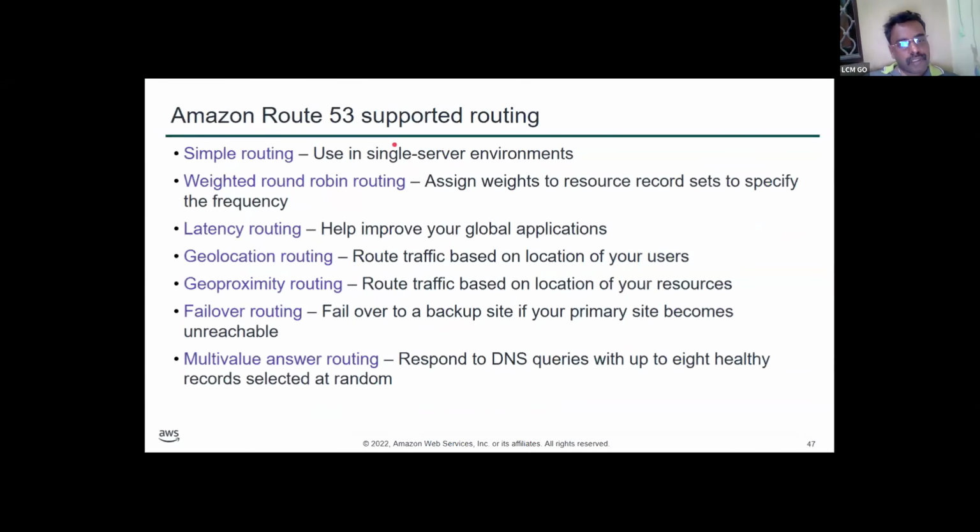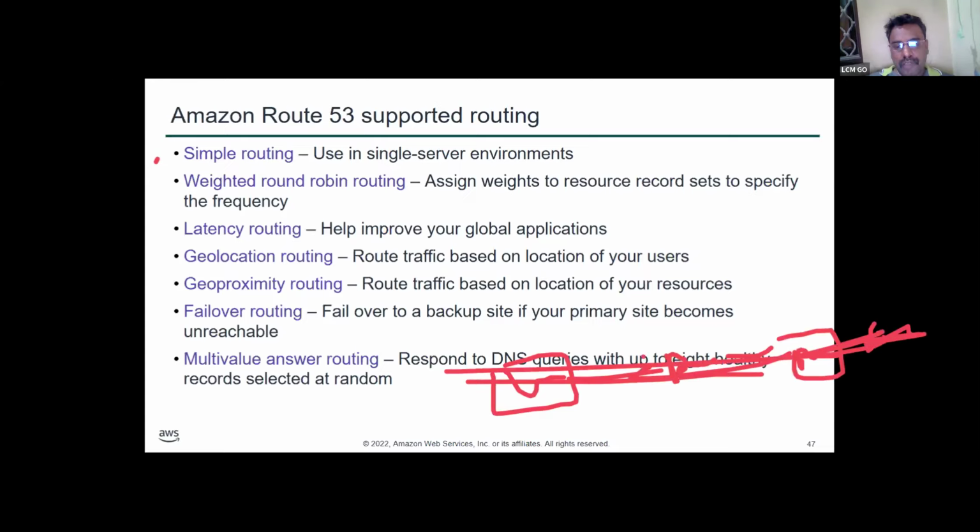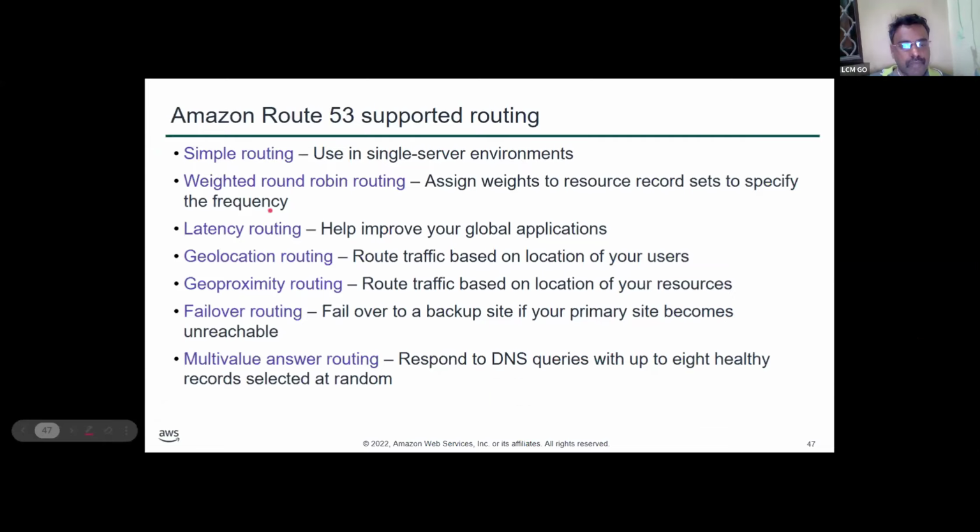Now, Route 53 has some types of routing methods. So, what are those methods? We have 7 methods. One is simple routing. As the name itself mentions, you have only a single server, single routing. That is: user, DNS, server, with Route 53 in between. That's it. One user, one request, one response. This is simple routing.